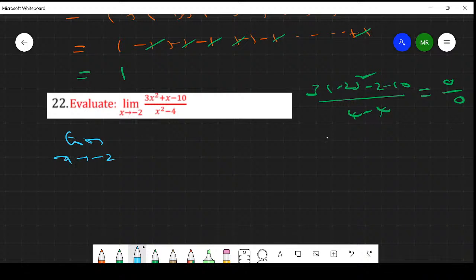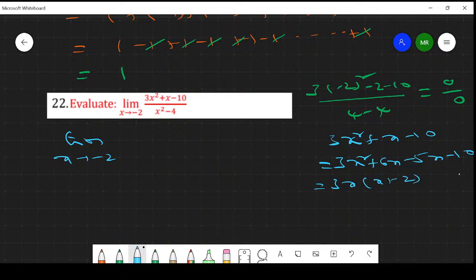The numerator is 3x square plus x minus 10. What are the factors of this? I can write 3x square, and 3 times minus 10 is minus 30, so I can write plus 6x minus 5x minus 10. I can take 3x common, it becomes x plus 2. I can take minus common, minus 2 into x plus 2.